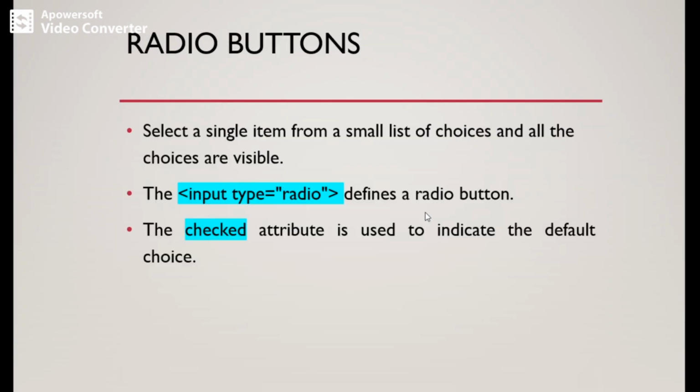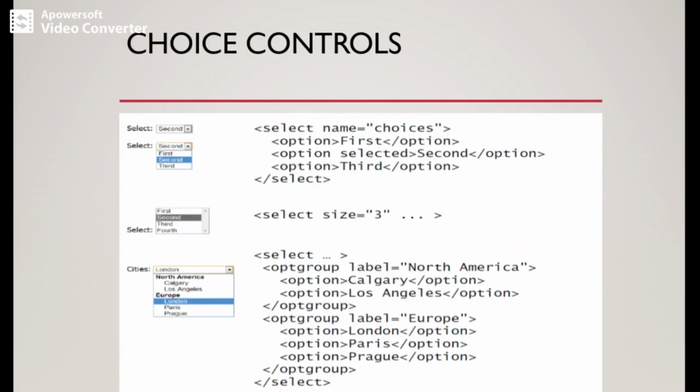Next, radio button selects a single item from a small list of choices and all the choices are visible. Here it is not visible. Select: it's not visible. You have to actually click here, then it will display the drop down list, and in that you have to select.